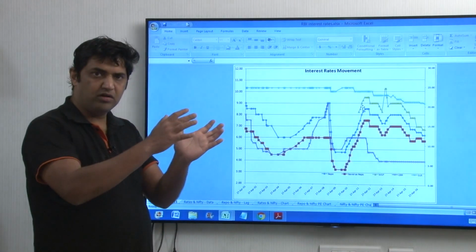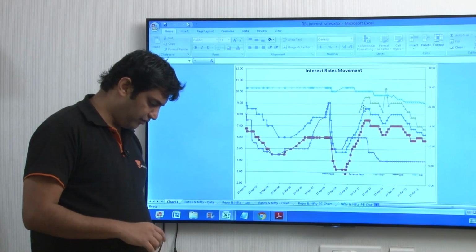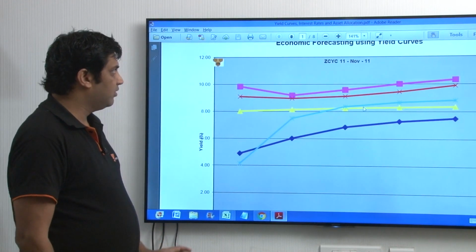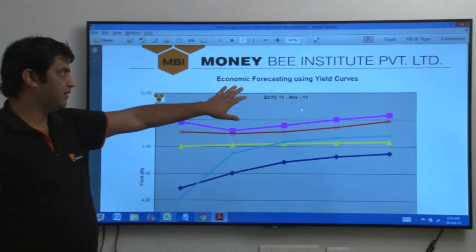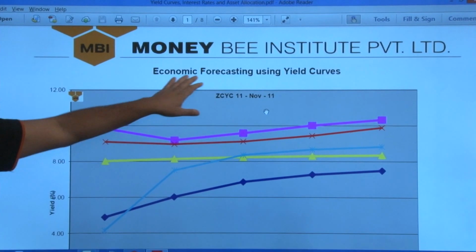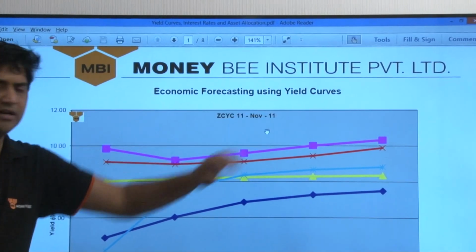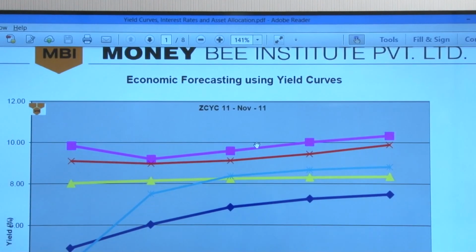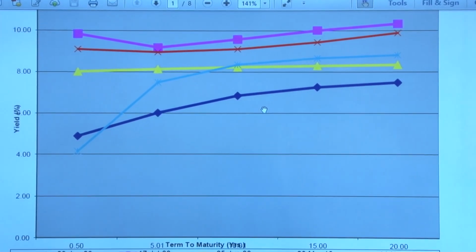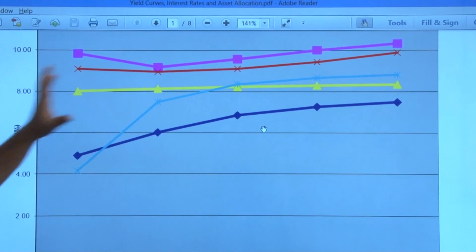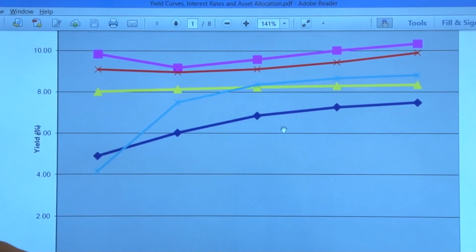After all of that, today we are on the topic of yield curves. Let us try to see how we can do economic forecasting using yield curves. To know this, we first must understand what a yield curve is. A yield curve is known as a term structure of interest rates. It's a graph where on the x-axis you have time.